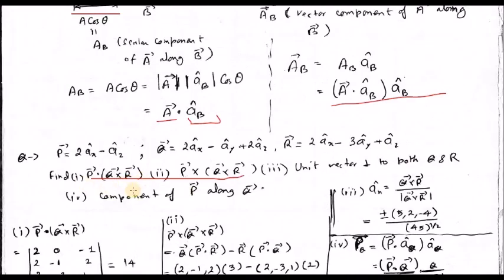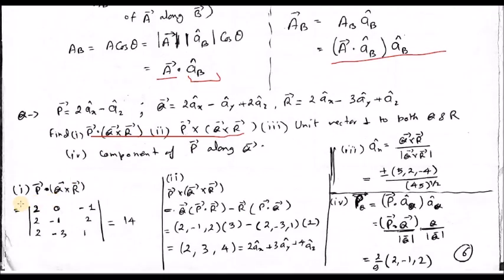Okay, so p dot q cross r will be the components of p, q, and r. Component of p is 2, 0, minus 1. Component of q is 2, minus 1, 2. Component of r is 2, minus 3 and 1. Just solve this determinant and you will get the answer, and it is 14.